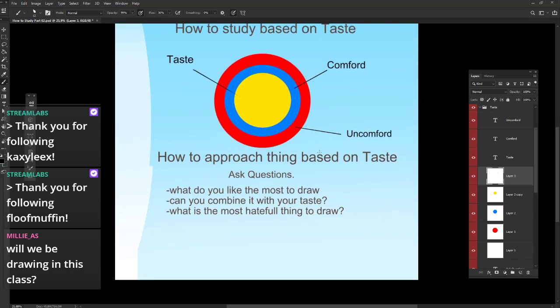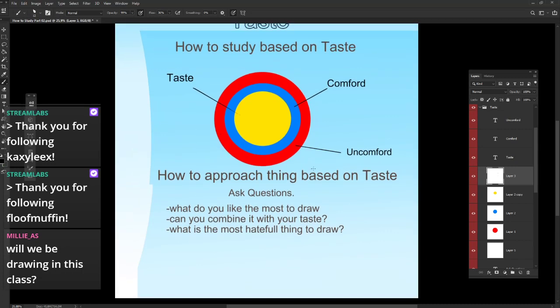The third thing: what is the most hateful thing to draw? For me, it's actually cars and creatures, and a few buildings. Or things that I need to learn again over and over.